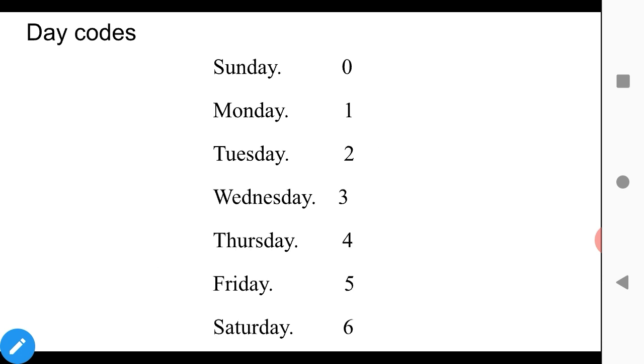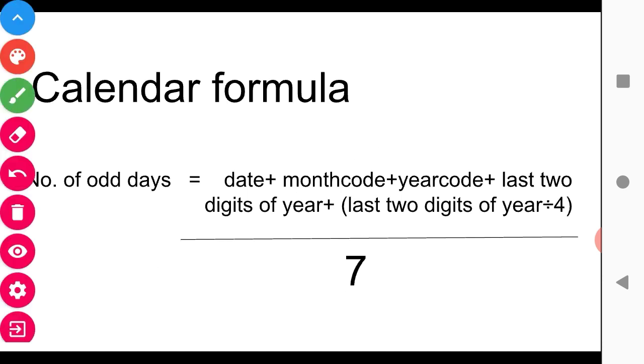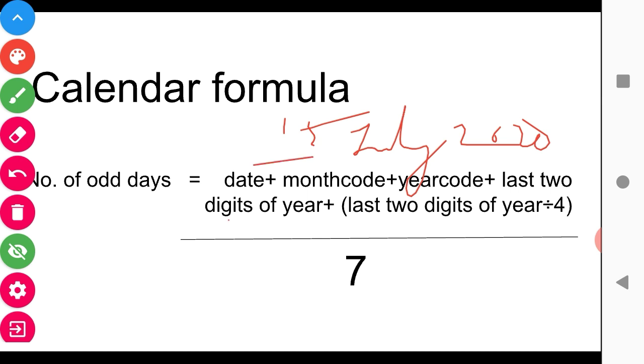Let's suppose by using this formula we will calculate the day of 15th July 2020. So we want to calculate what is the day for this date by using this formula. Here the date is nothing but 15. Month code is the July month code, year code is the 2000 year code, and the last 2 digits of the year are 20, and the last 2 digits of the year divided by 4, 20 divided by 4, is 5. So we have to know the month code of July and the year code of 2000.